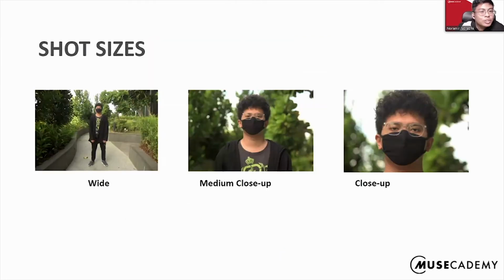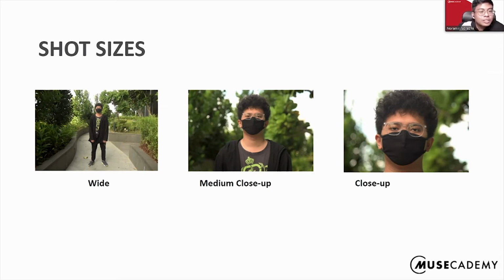Next is common shot sizes used when producing a video. We have the wide, medium close-up, and close-up. The wide shot, we show most of the subject, and it's normally used to show the environment or the space. Okay, medium close-up is framed from the chest up and typically favors the face, but it still keeps the subject somewhat distant. You can see like he's near, but it's actually quite far.